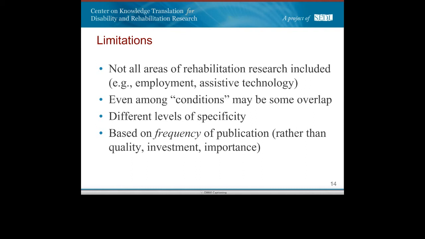The numbers were based on the frequency of publication rather than the quality or importance of the research in the article. Even if something like arthritis was only mentioned briefly, it still has been counted as important as much as an article that's entirely about a subject.